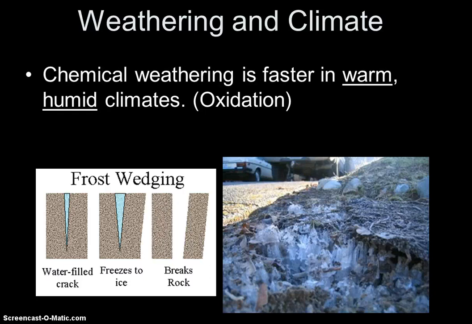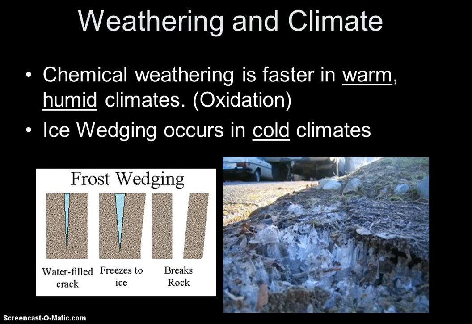Now, chemical weathering happens faster in warm climates where it's humid, a lot of moisture in the air for oxidation, that rusting. But in cold climates, ice wedging causes weathering to occur faster. And we'll talk more about the wedging in class. And here you can see kind of water seeping down into the ground and causing it to break.